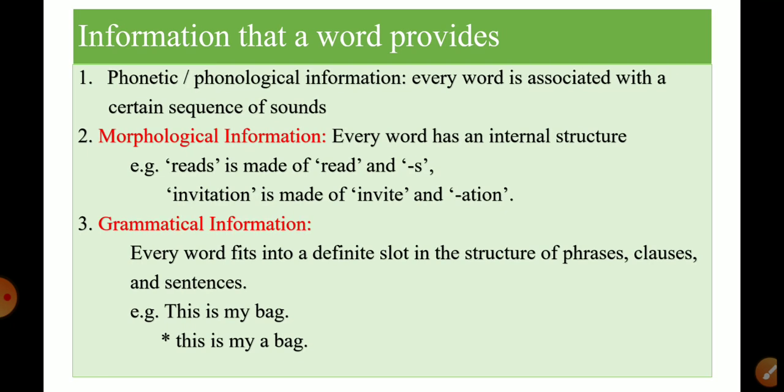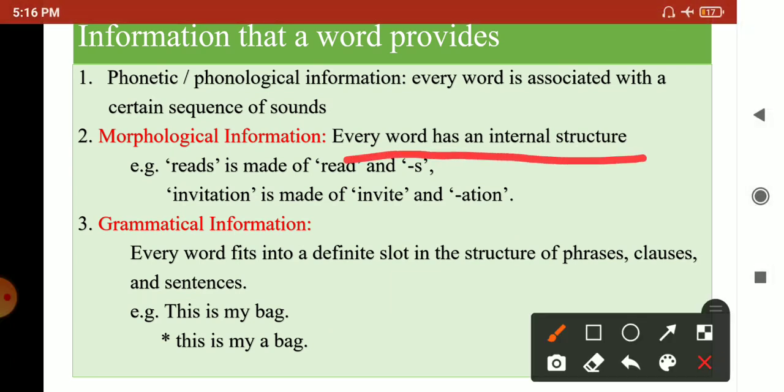Second is morphological information. Every word provides you morphological information. Every word has an internal structure in it, which sometimes we inherently know. We know that the word, as we saw earlier, reader, is not the main word, is not the basic word. The basic word is read, from which reader is derived. Similarly, when you come across a word like reads, he reads a book, you know that the main word is read and S is attached to the verb, and thus you get the word reads.